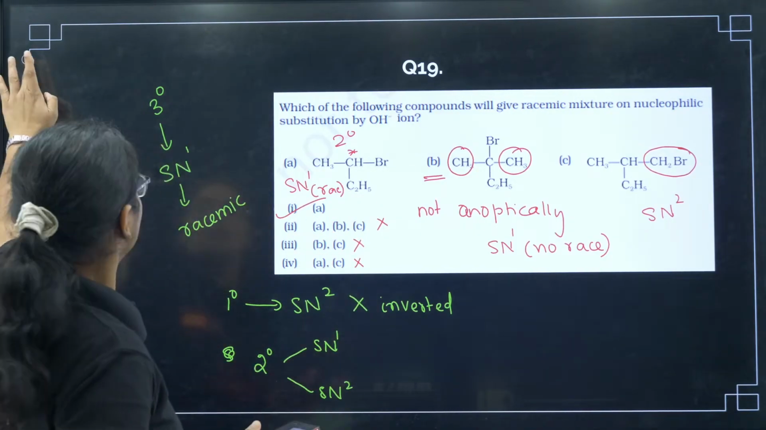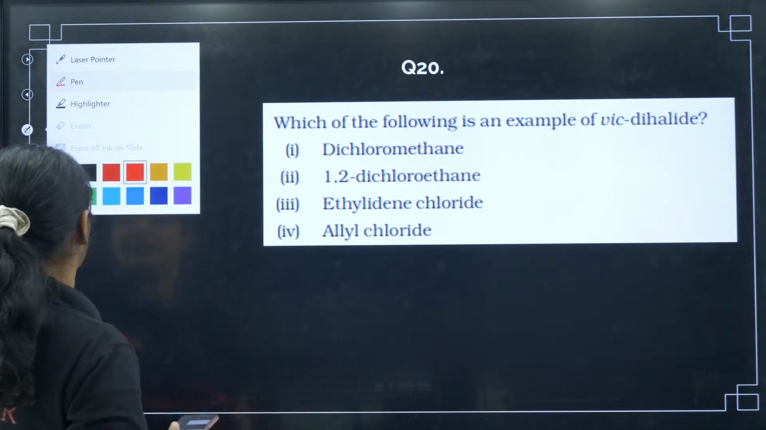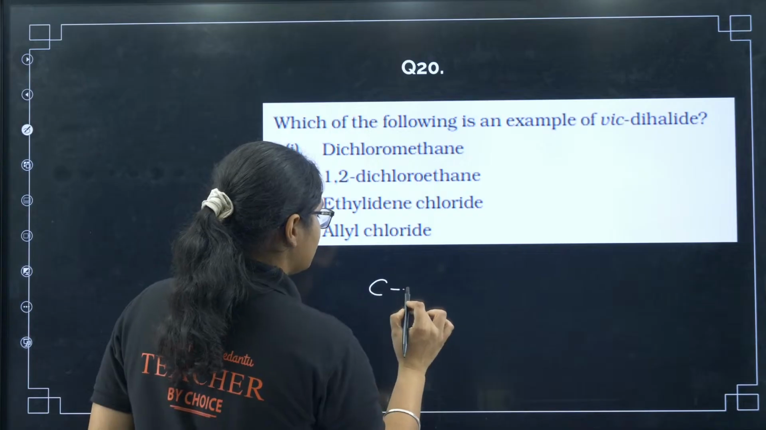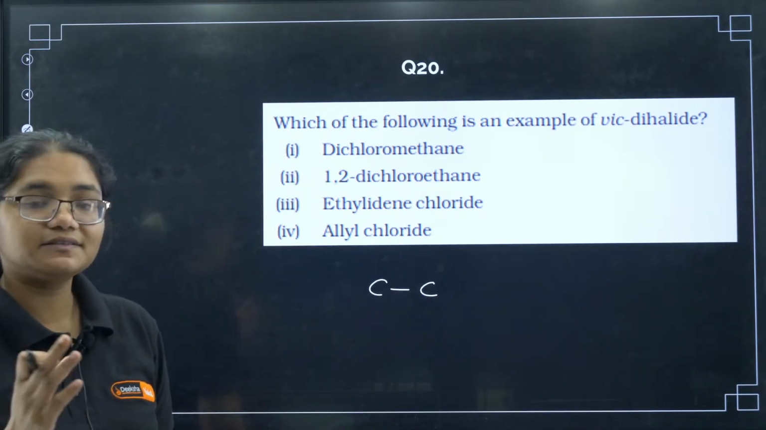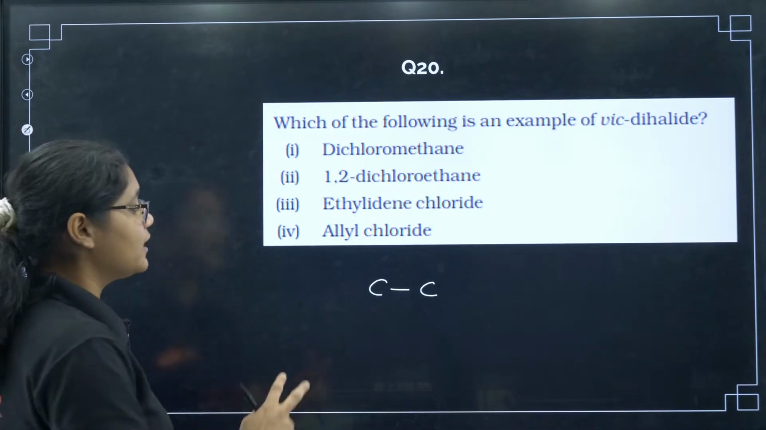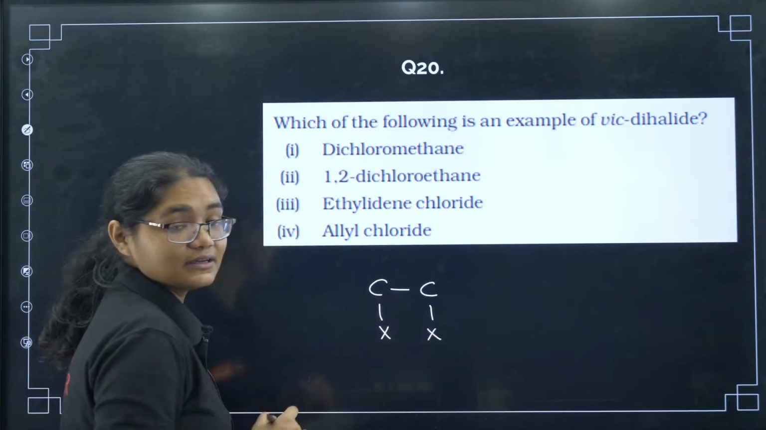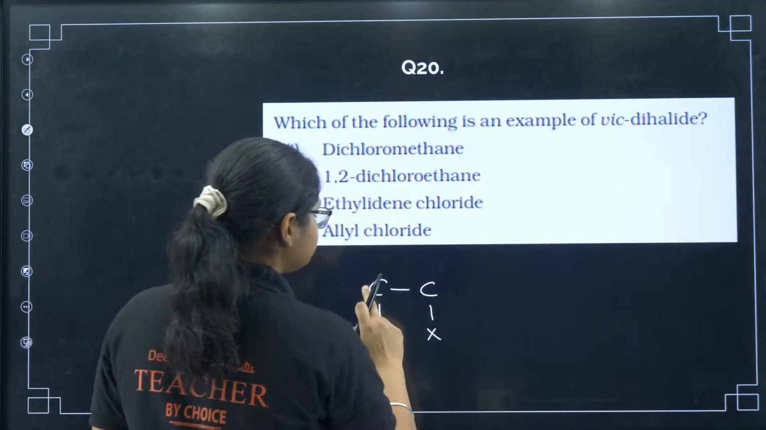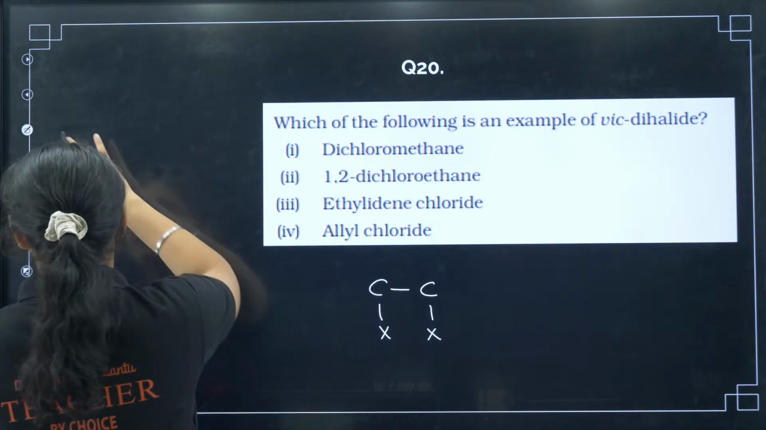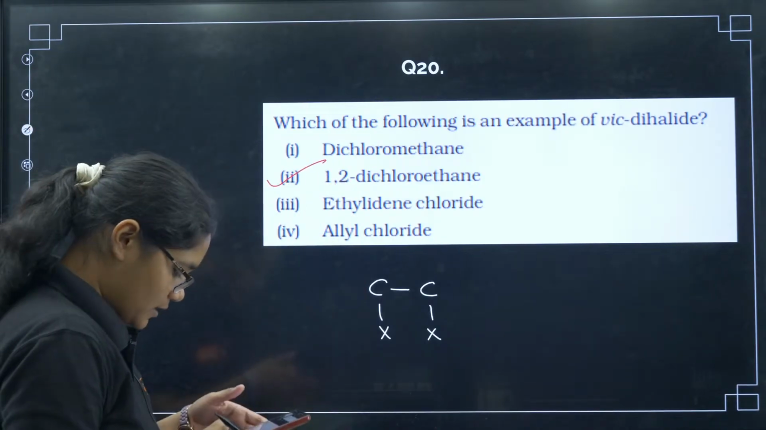Yes. Next, question number 20, which of the following is an example of vicinal dihalides? So we know what vicinal dihalides are. It is coming from the word vicinity. Vicinity means close to each other. So when two adjacent carbons have halogen groups, we call them vicinal dihalides. Okay. So 1,2-dichloroethane, if I have halogens on the first and second carbon, then I will have option number 2 here. Okay.